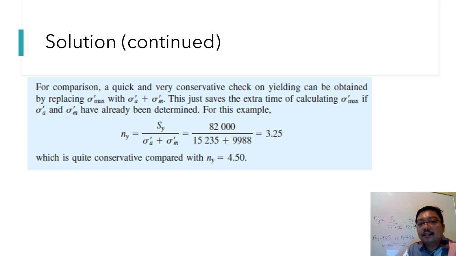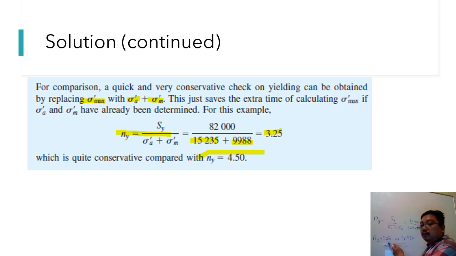Okay, and then for comparison, a quick and very conservative check on yielding can be obtained by replacing maximum stress with alternating stress plus mean stress, and you get the equation from this. 15235 is given in the previous slide, plus 9988 also from the previous slide. You get 3.25, meaning that to save calculation time you get this value 3.25, which is quite conservative compared to the value you got before, 4.5. The value people traditionally use as a factor of safety is 3.25.